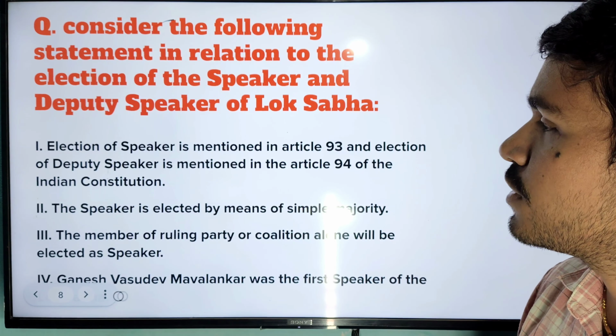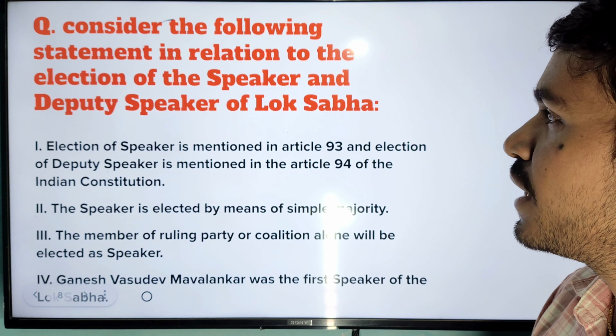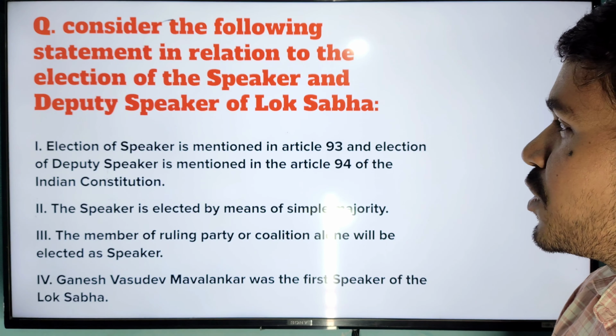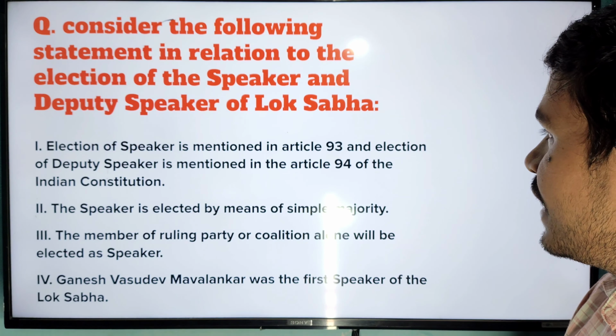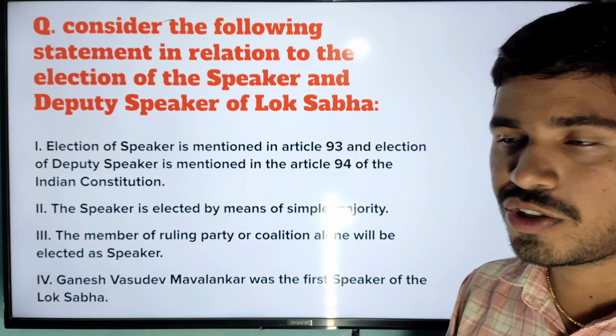So now consider the next question. Consider the following statements in relation to the election of the Speaker and Deputy Speaker of Lok Sabha. Election of Speaker is mentioned in Article 93 and the election of Deputy Speaker is mentioned in Article 94 of the Indian Constitution.